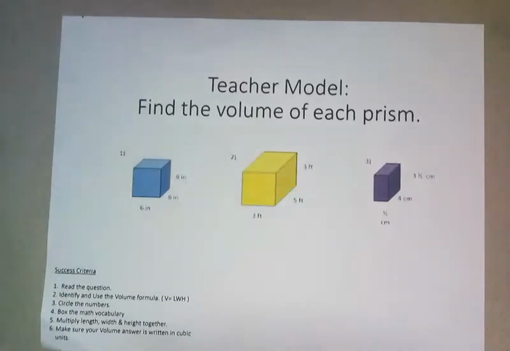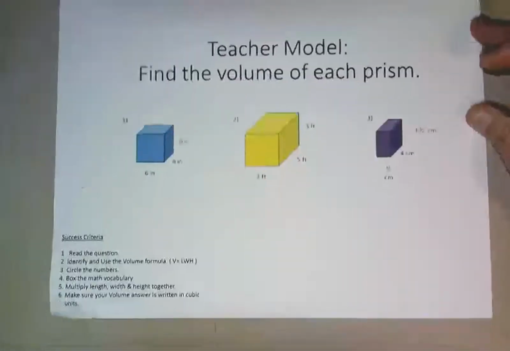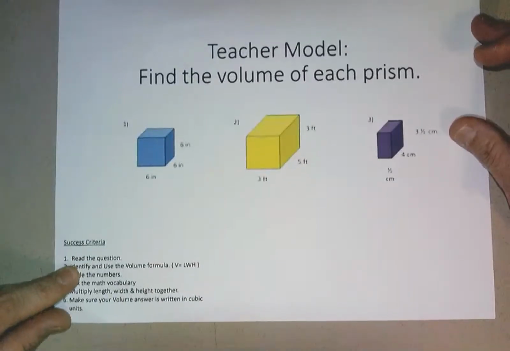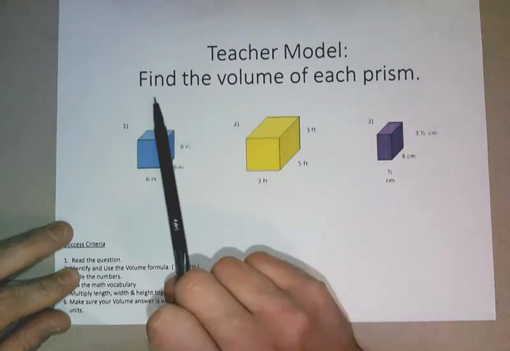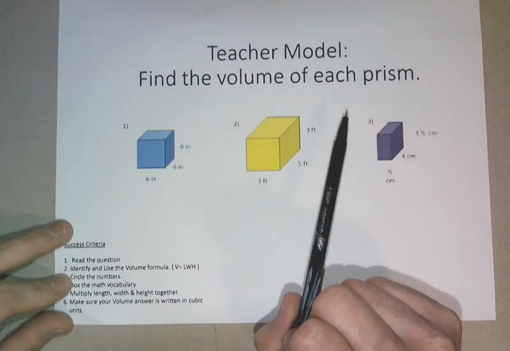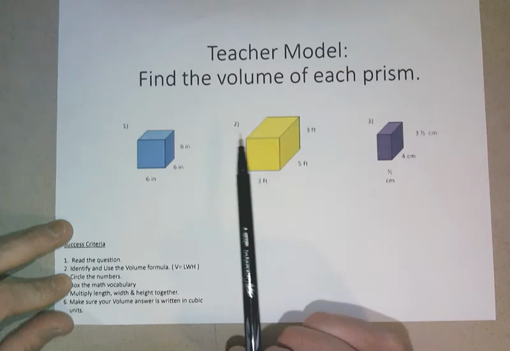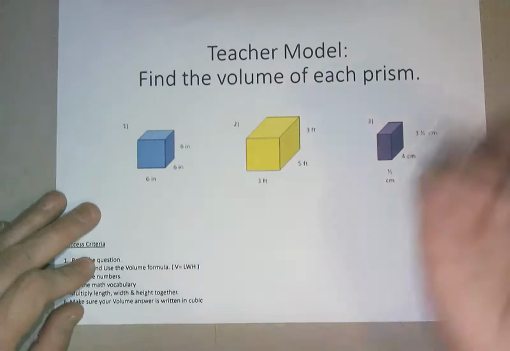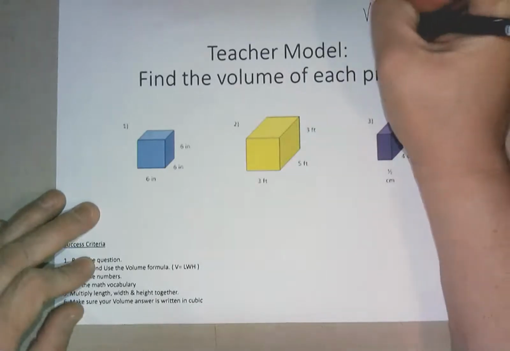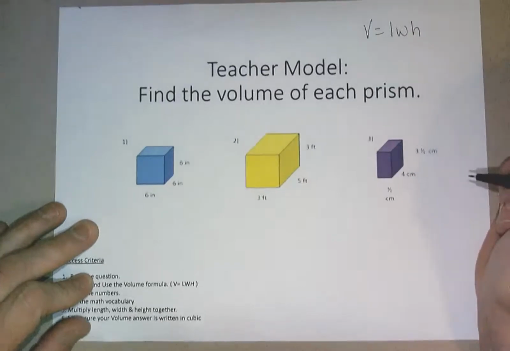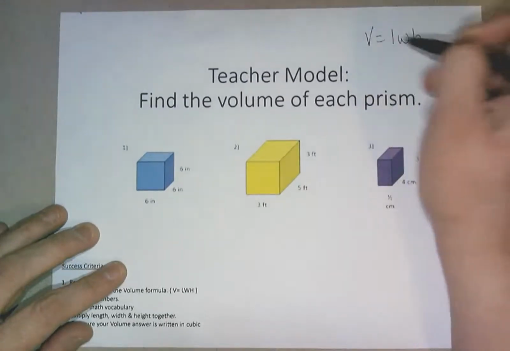So what we're going to do is find the volume of each prism. And if you take a look over here, we have our success criteria again. So we're going to go ahead and read the question here. The question says, find the volume of each prism. So I'm going to identify the formula I need to use. I know that the formula is volume equals length times width times height. That's the formula that I'm going to use, okay?